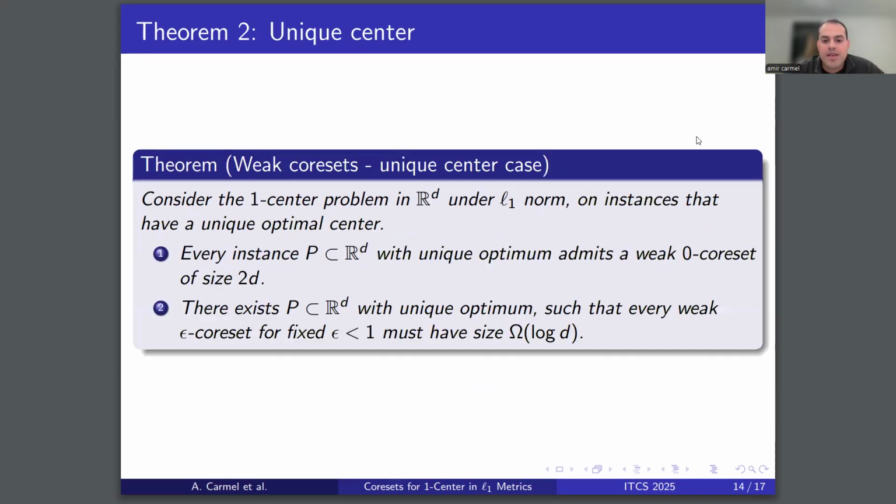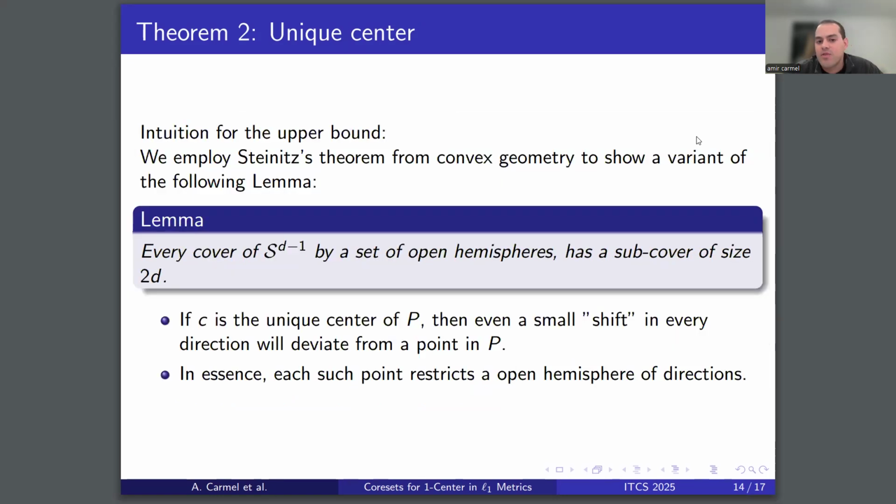For the unique center case, we use Steinitz theorem from convex geometry, which is not so popular, but we managed to show using this theorem a nice lemma that says that if you have a sphere, then every cover of the sphere with open hemispheres has a subcover of size 2 times d.